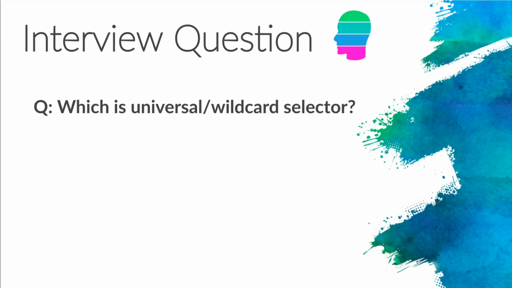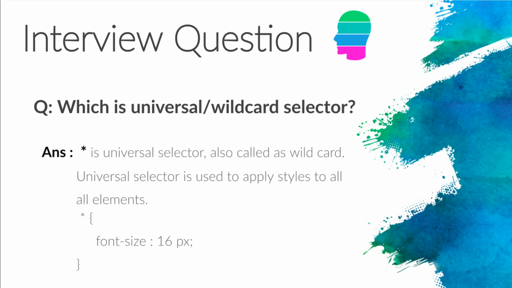So the question for today's tutorial is, which is the universal or wildcard selector? But wait, we have not seen any kind of universal or wildcard selector. Then what is it? We denote the wildcard selector, or declare the wildcard selector, with the help of this asterisk sign, and it is also called the universal selector.